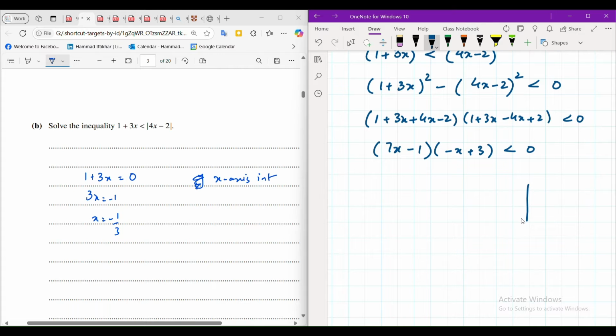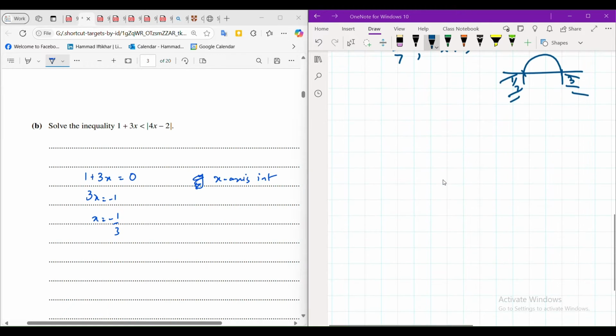This coefficient is negative, so the coefficient of x squared would be negative. One root appears to be 1 over 7. The other appears to be 3. So when we want less than 0, we can see that this is when it is less than 1 over 7 and when it is greater than 3. So this part and this part. So yes, we are getting the same thing.